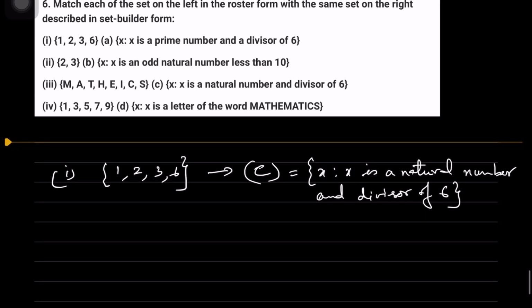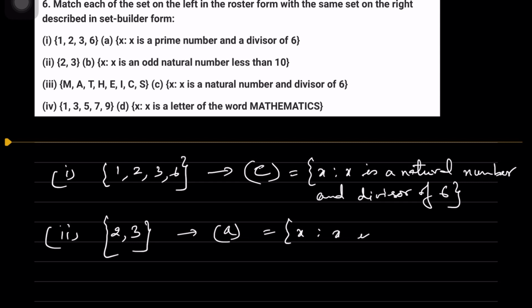Next, second one. So 2 3. These two are prime numbers. You can see it's defined like this. It is a prime number and also they are divisors of 6. So therefore it matches with A. So this is equal to set of all x such that x is a prime number and a divisor of 6. So this is it.